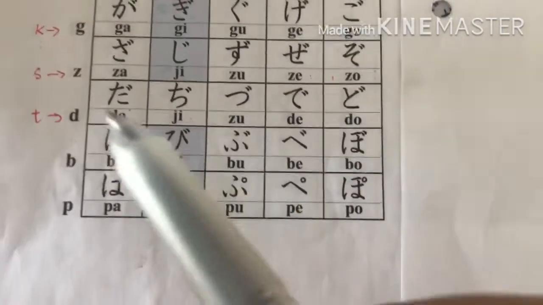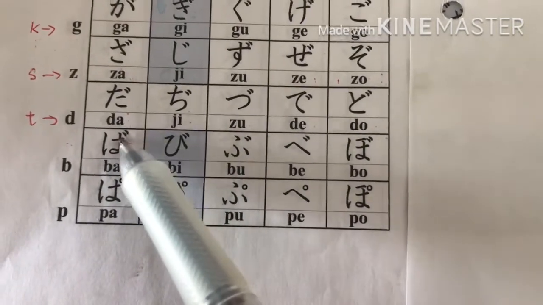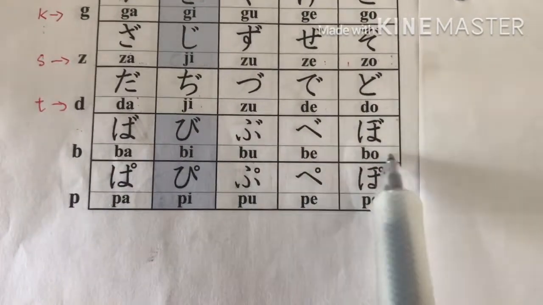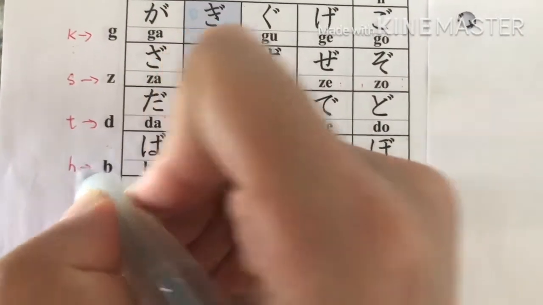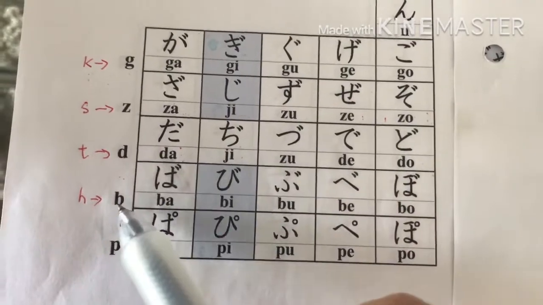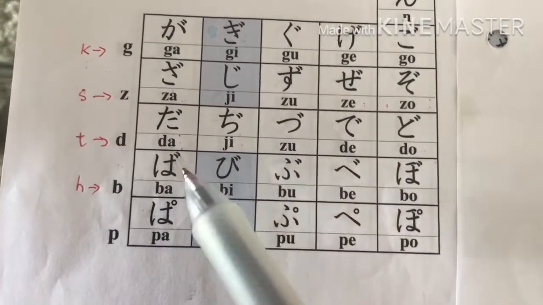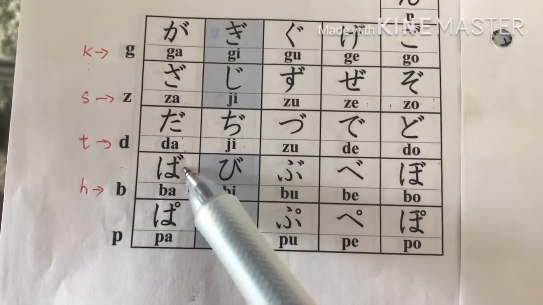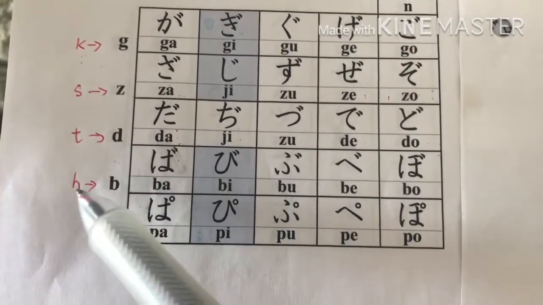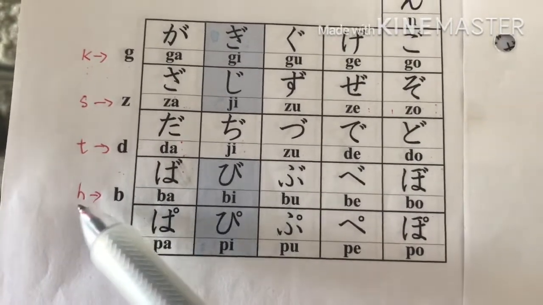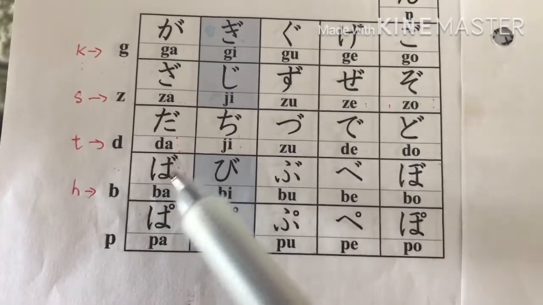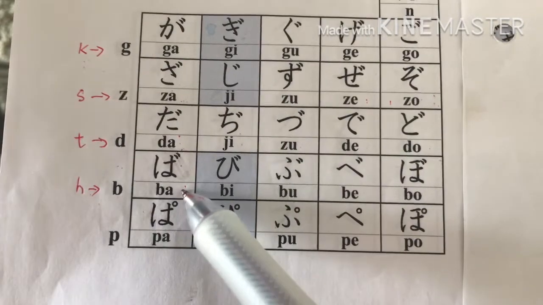Okay? Now, this is the last line for the double dots, which comes from the ha line, okay? Ha, hi, fu, he, ho. I'm going to read h here. The ha line with double dots becomes the ba line. So first one, ha, we need to change it to ba because there are double dots, okay? So this is also the voiceless consonant ha line becoming the voiced consonant ba line. So ha is ba.